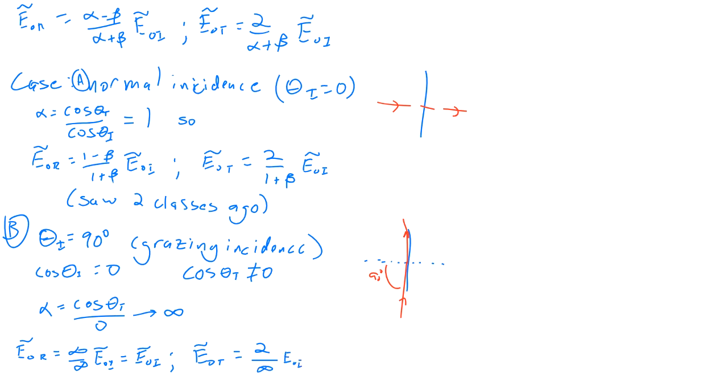Oh, I see what's going on, right? We've got 2 over infinity is equal to 0 right there. No transmitted wave. It's completely reflected.